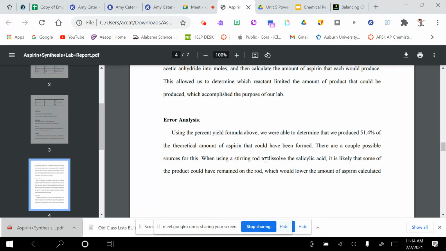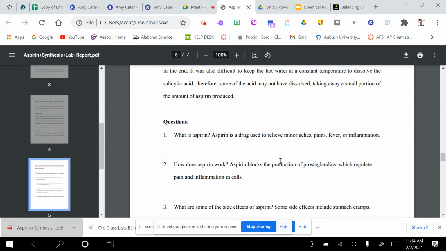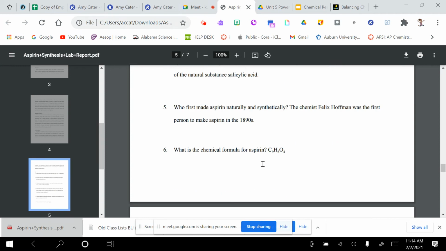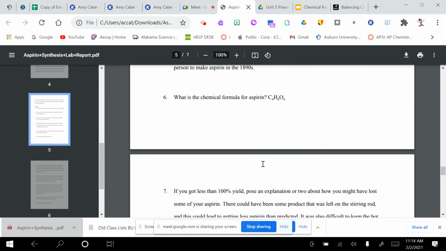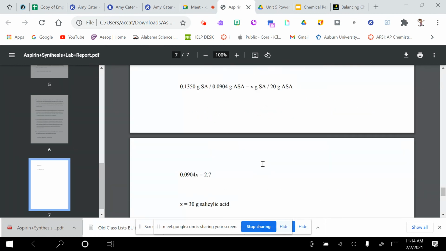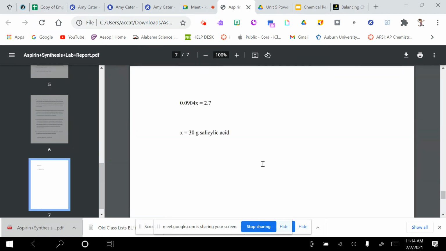We used the stirring rod to dissolve the salicylic acid, and most likely some of it remained on the rod or something like that. So he gave me an explanation for his error analysis. And then here are all the questions that were in his student data sheet, the lab sheet, and he answered all of those questions here. And that was it. And he got 100.